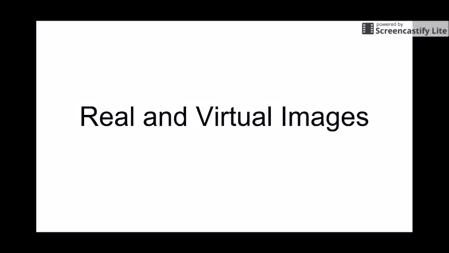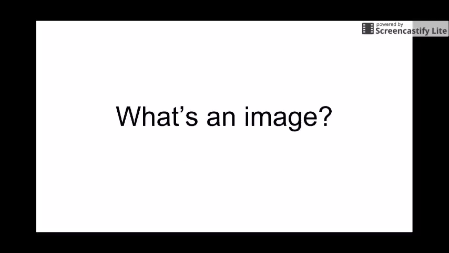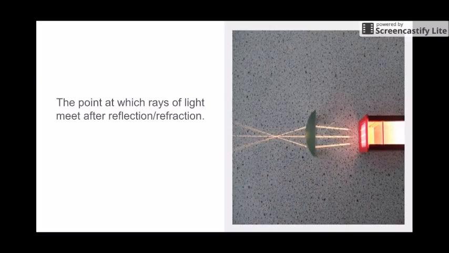Today we are going to discuss real and virtual images in optics. Before we begin, let's start at the very beginning and see what is an image. The textbook definition of an image is that it is the meeting point, or the point of concurrence, of rays after reflection or refraction. The figure shown here does not depict an image at all.